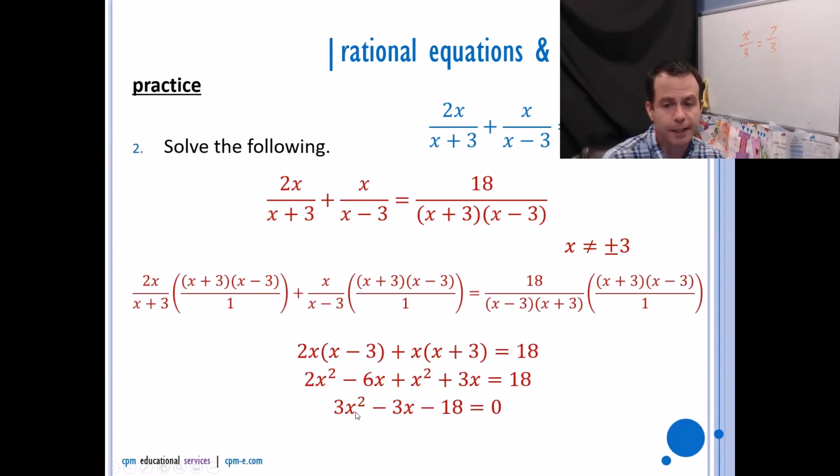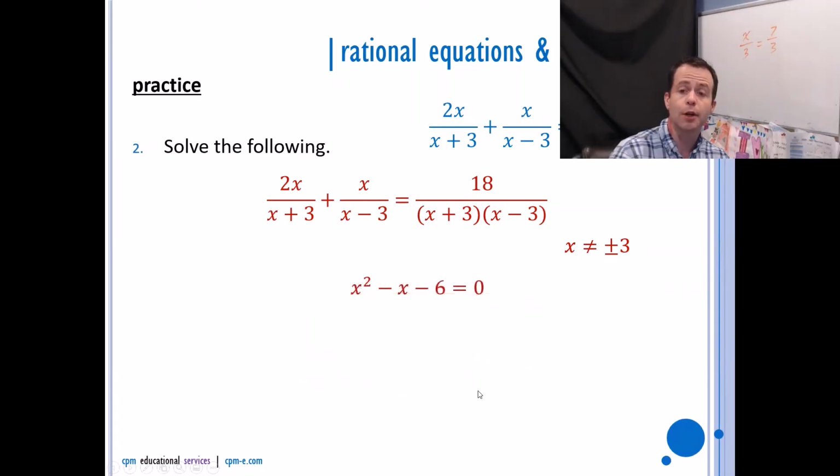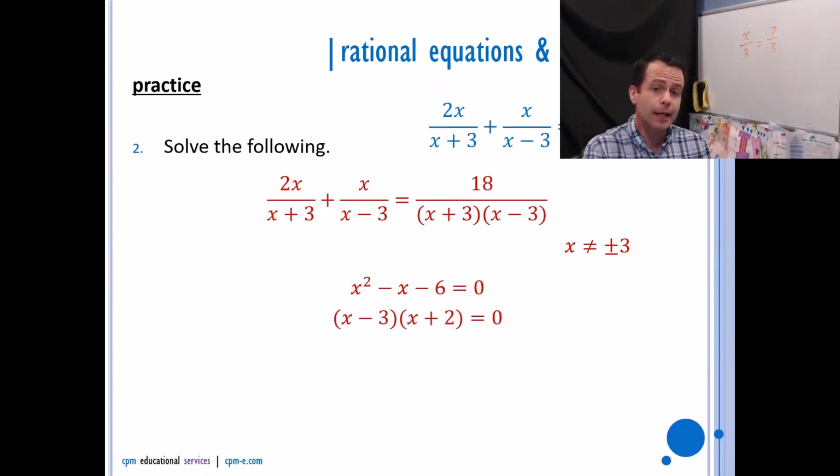I just divided everything by 3, so that's going to give me x squared here, negative x here, and negative 6 there. So now I'm looking for two numbers that multiply together to give me negative 6, add together to give me negative 1. Those are negative 3 and 2, which means my answers, remember, to get from here to my answers, I'm taking each factor and setting it equal to 0. It's the zero product principle.